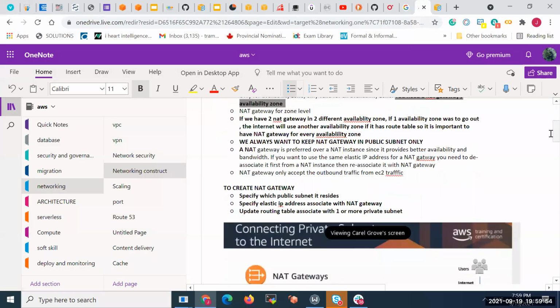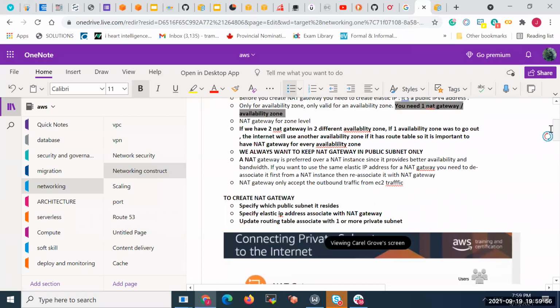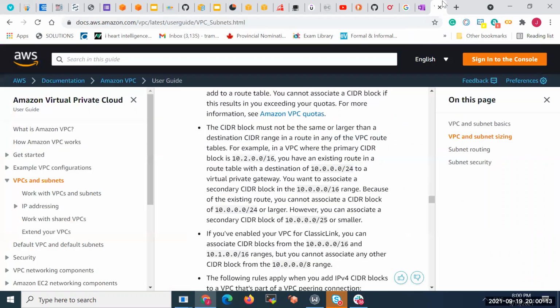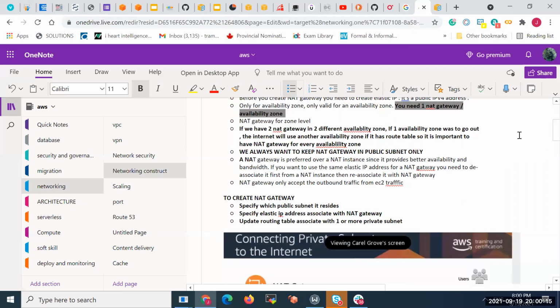And in here you have how to create the NAT gateway. So you specify which public subnet it resides in. Again, only public subnet. Specify the elastic IP associated with the NAT gateway, and you update the routing table. The routing table is where you keep all of the addresses for routing.